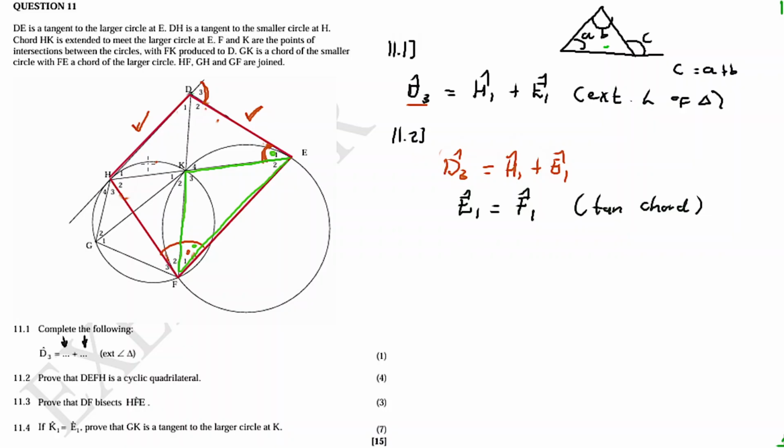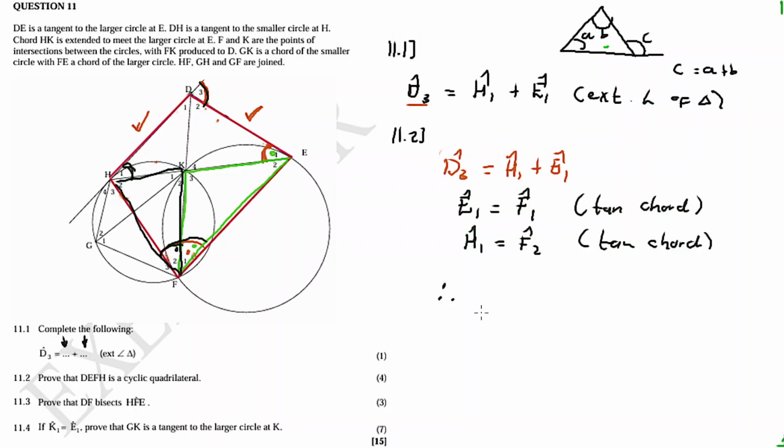And then we also have another tangent here. H1 is equal to what? F2. Again, tan-chord theorem. You have a triangle inside your circle touching the circumference 3 times. So H1 is equal to F2. Again, tan-chord is our reason for having these angles to be equal. Remember we want to show that this is equal to this combined.